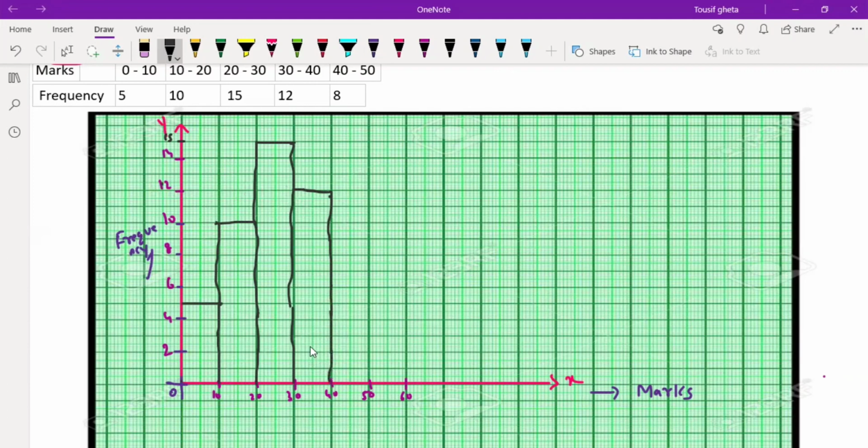The last one, 40 to 50, it's 8. You can see 8 lies over here. So here we're going to draw a bar up till here. Okay, that's it for this question. Very simple, no calculation. We just have to represent that on the histogram. So that's it for this problem. Let us go with the next one now.